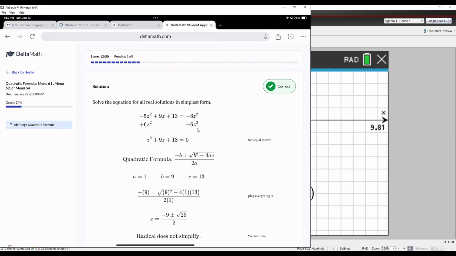But basically that's it. Remember, most of these, you're either going to be using menu 61, menu 62. If you get decimals, you got to convert them into fractions. If they give you two equations, like a quadratic equation and a linear equation, you're just going to graph both of them and you're going to use menu 64. But other than that, that's the process.